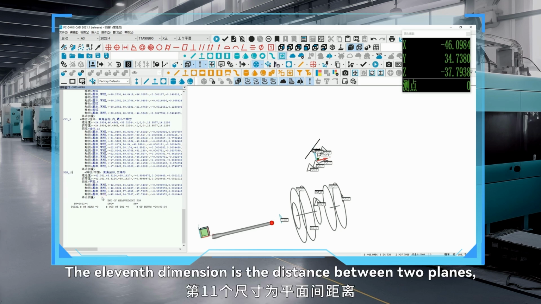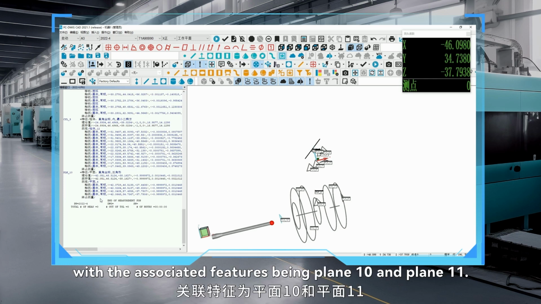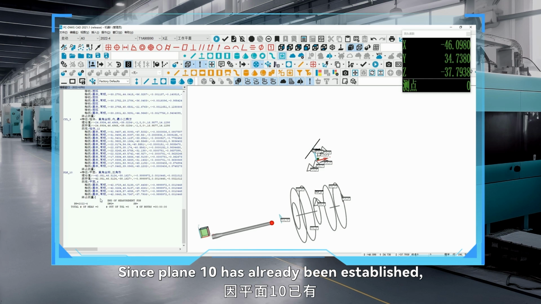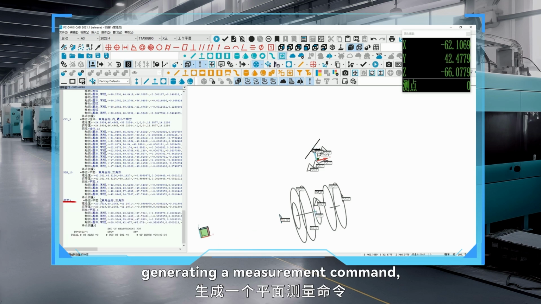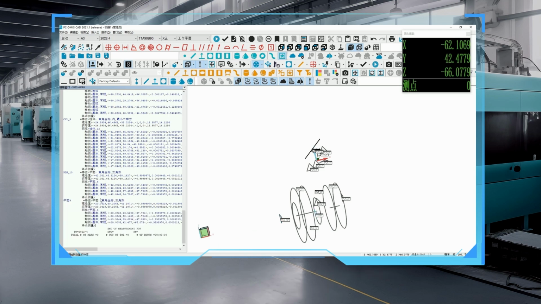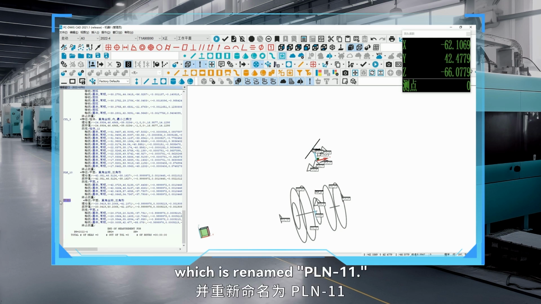The 11th dimension is the distance between 2 planes, with the associated features being plane 10 and plane 11. Since plane 10 has already been established, next, use the probe to collect 4 points on plane 11, generating a measurement command, which is renamed PLN11.